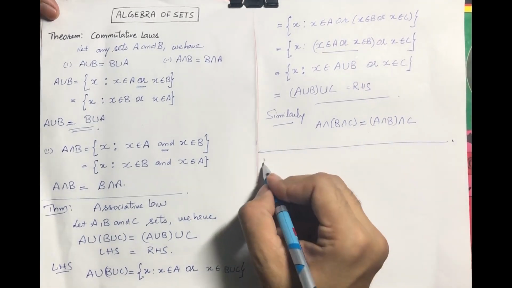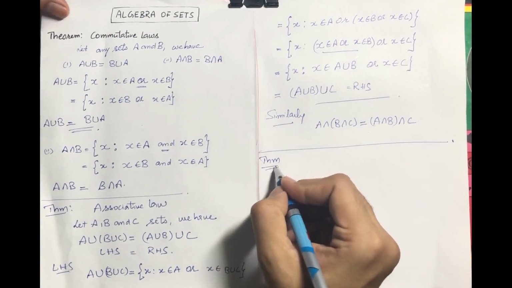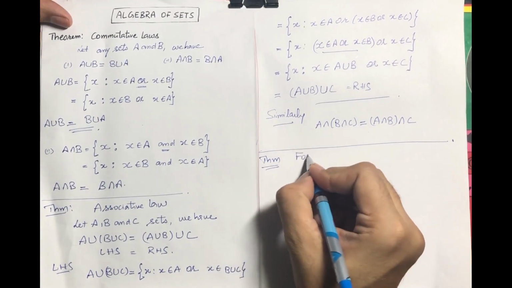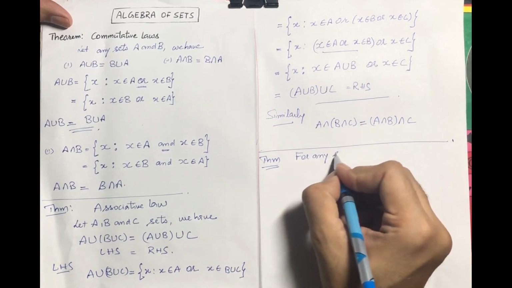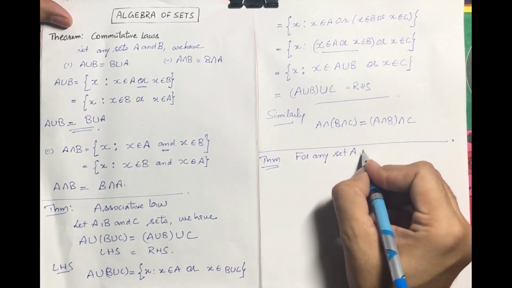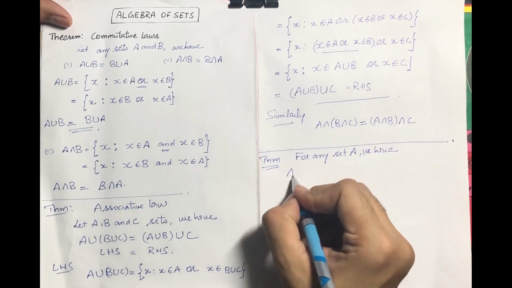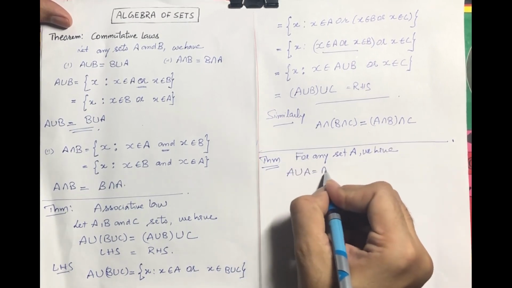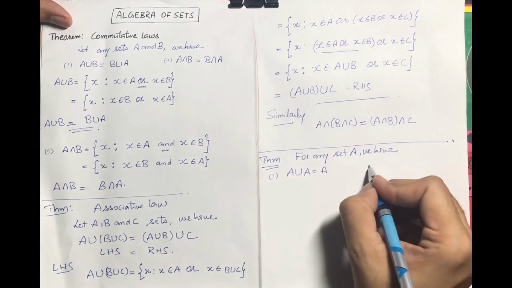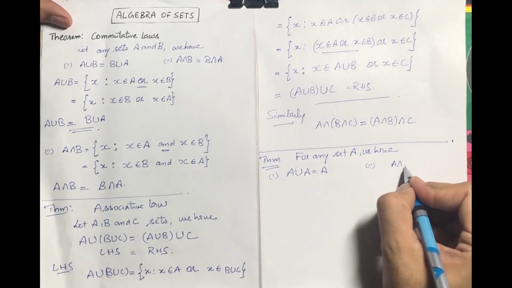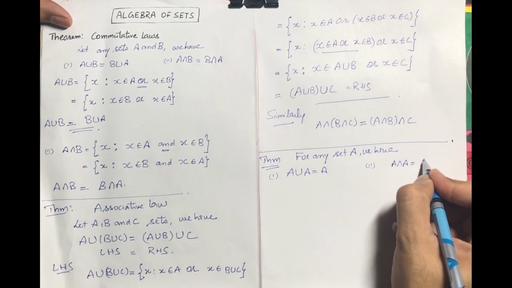Now the third theorem. For any set A, we have A union A is equal to A. This is part 1, and part 2 is A intersection A is also A.